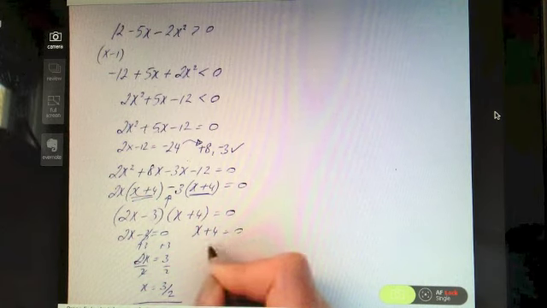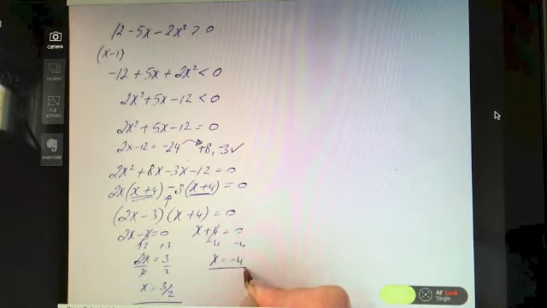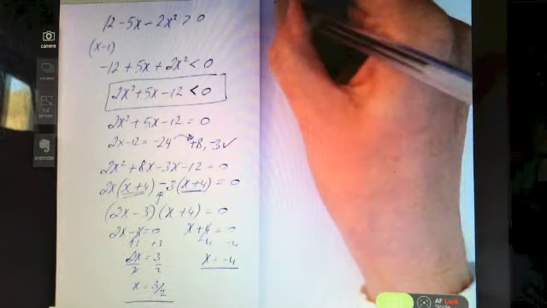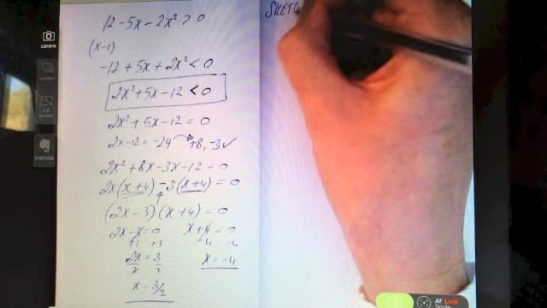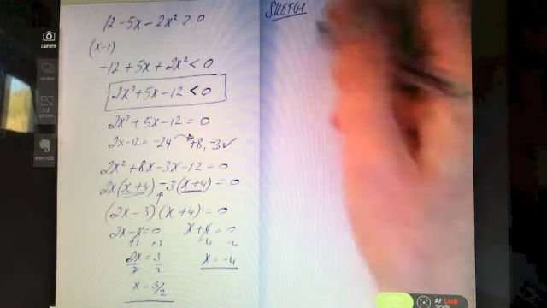And x plus 4 equals 0. Take away 4 from both sides. And I get x is equal to minus 4. And there's my other root. Okay, so my options are to sketch or to test. So I'm going to sketch first, and then I'll test it to show you both methods.